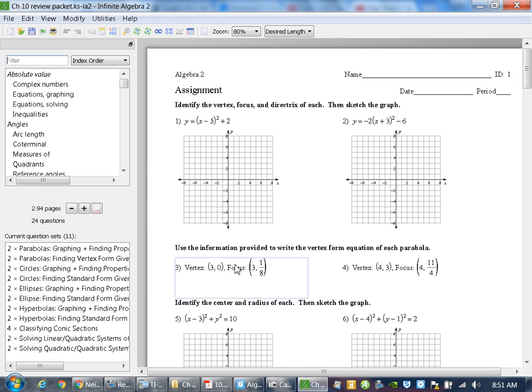Yes, ma'am? There might be. Yes, sir. What's that? Oh, the intersections? Not today. I was gonna do that beforehand. I'm gonna do that tomorrow.